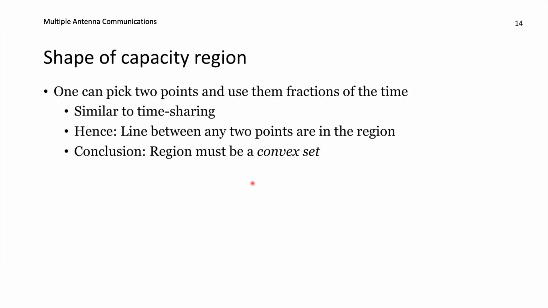The capacity region is guaranteed to have a particular shape because we can pick 2 points in the region and use them a fraction of the time. This is what I called time sharing earlier, and in that way we can achieve any other operating point in between those 2 points. As a conclusion, that means that if you take any 2 points in the region and draw a line between them, then all the points on that line must also be inside the capacity region. And the conclusion is that the region must be a so-called convex set.